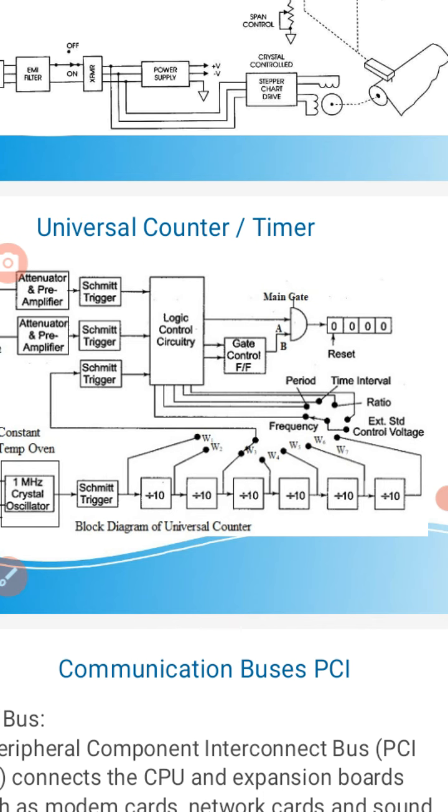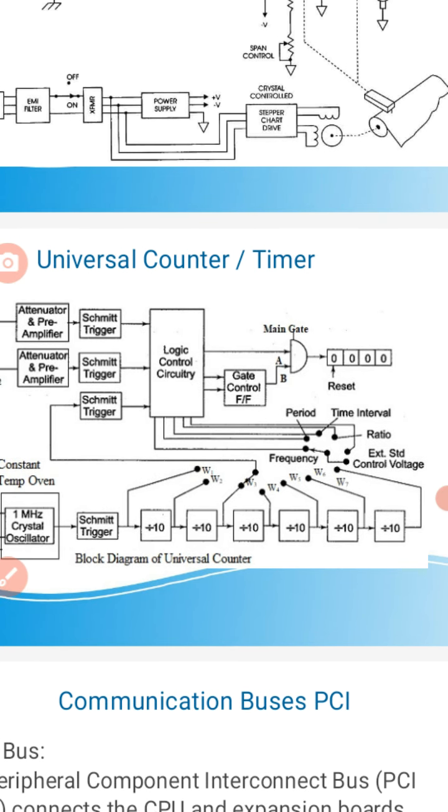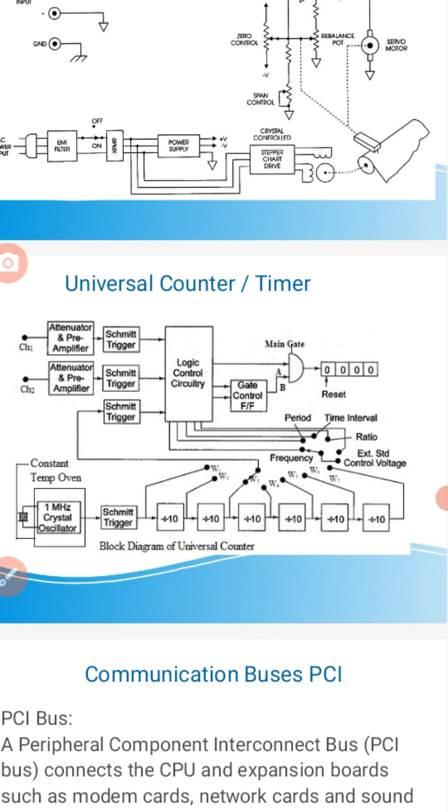These are time-based pulses to the logic control circuitry. Again, through another Schmitt trigger, it is passed to the logic control circuitry. The input measurement of frequency is given to the first channel of the universal counter.